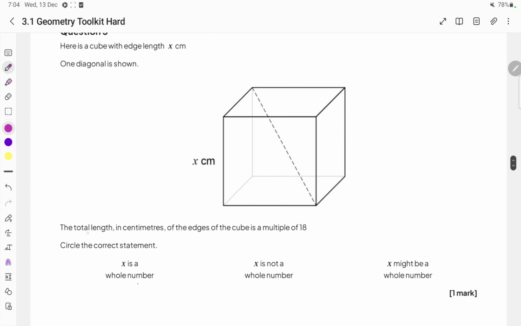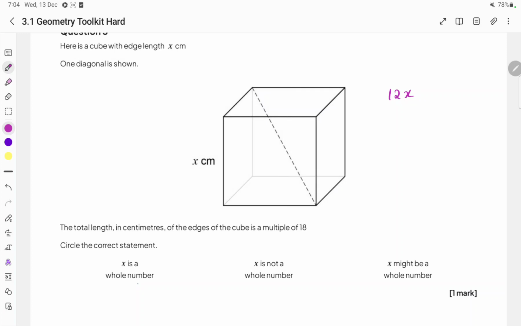Okay, fine. So the total length, which means x plus x plus x, 12 times, because 12 edges we have. You have to count everything, x, x, x, x. So if you count everything, it will be equal to 12 times x.